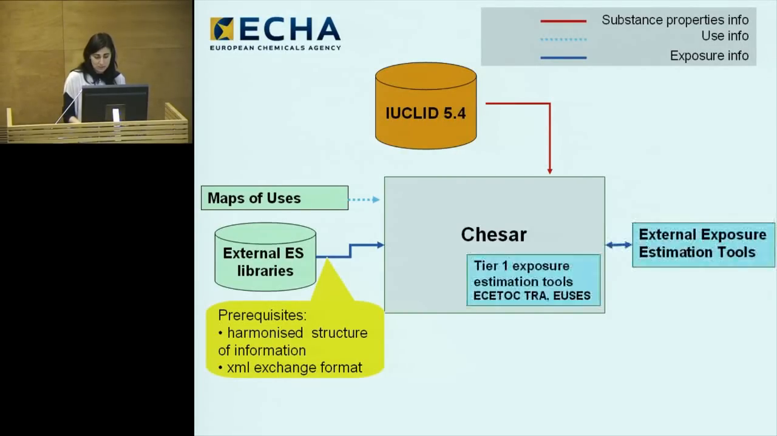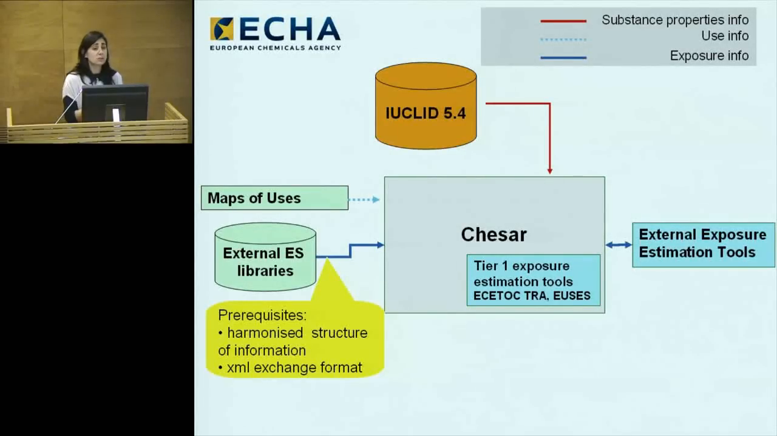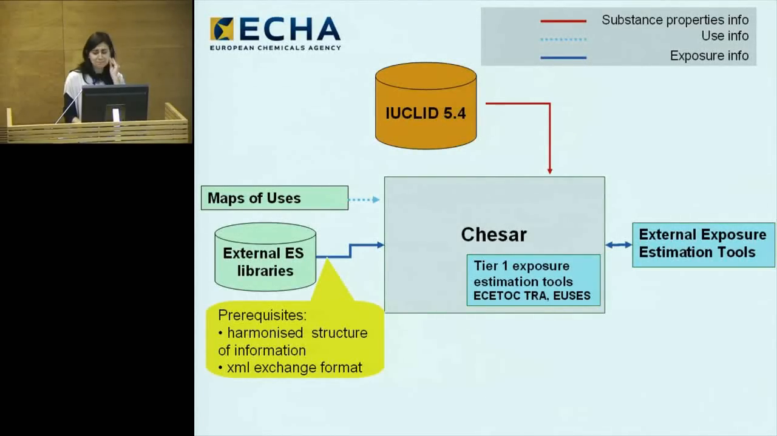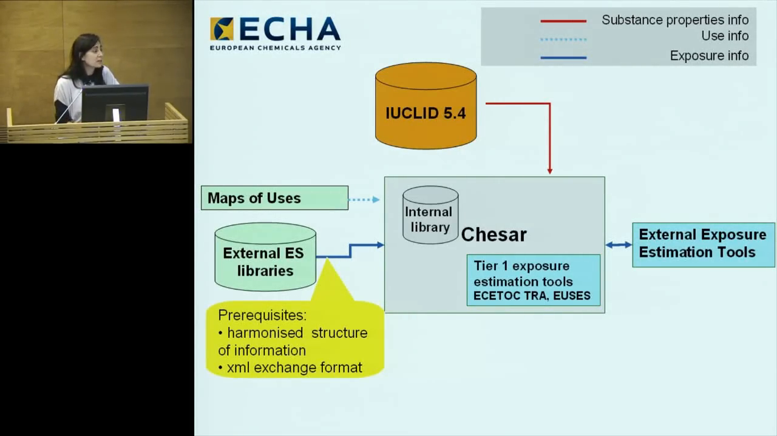So everything is digested by Chesar. In Chesar, you have the tier 1 exposure estimation tools, which are ECETOC TRA and EUSES. Then, as I said in my slide before, you can input the information from external exposure estimation tools, Stoffenmanager, Conceptful, whatever it is. And of course, in Chesar, you can define your own library in a way that you can assign to the exposure scenario of a single use the exact conditions of use that you need to be reported.